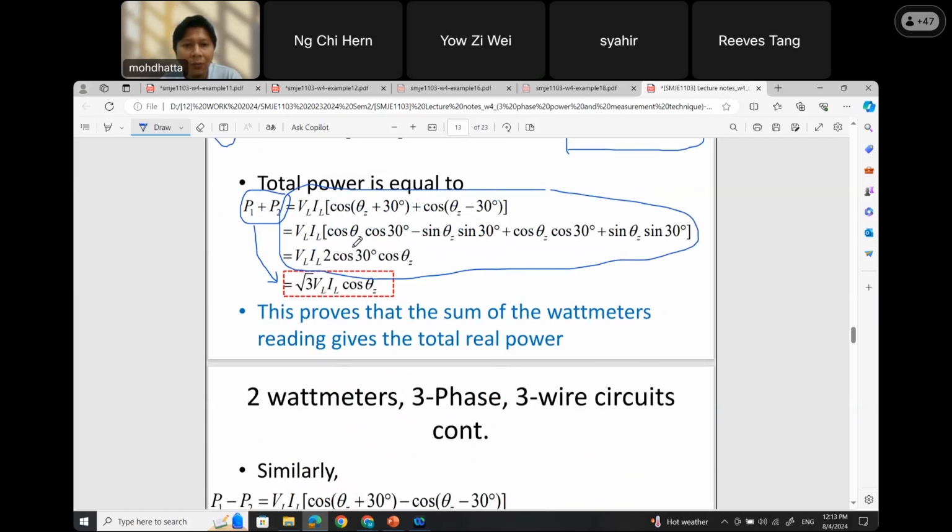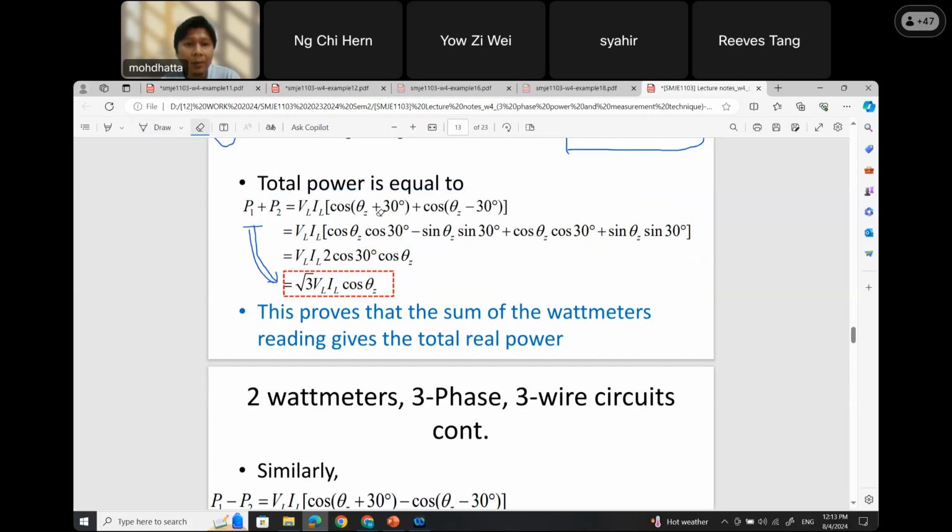It will involve trigonometry identity. I'm not going to get into that. Maybe if you want to know details, you can go into that one. In fact, the videos that I shared also discuss how from P1 plus P2 we get into this equation. Okay, so you can have a look.